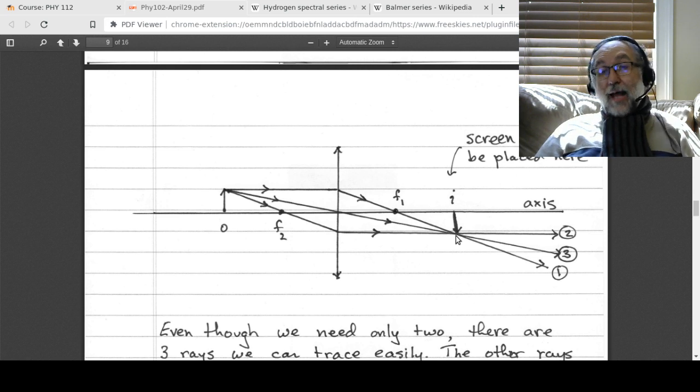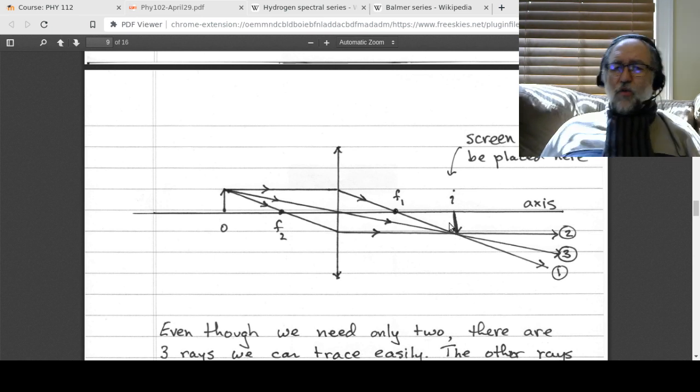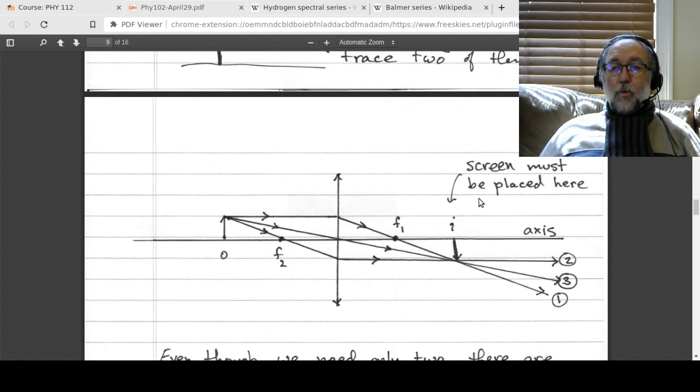Now, our last lab in the course would have actually been to play with lenses and so on, and you would form this image in the lab using what's called an optical bench and lenses. If you form this and you don't have a screen there, you wouldn't see the image. If you look through the lens, you wouldn't see the image. In order to form this image, you have to put a screen right here where the image is formed.